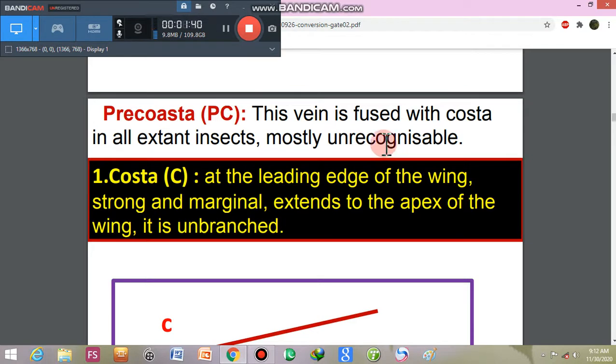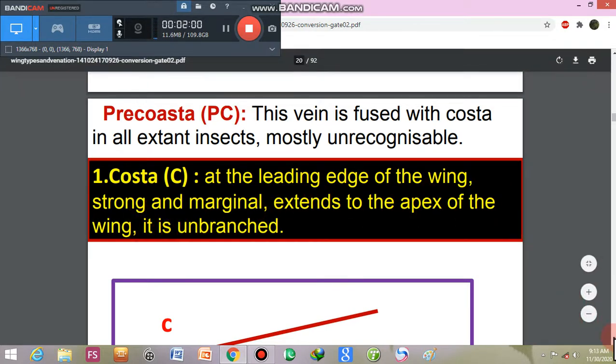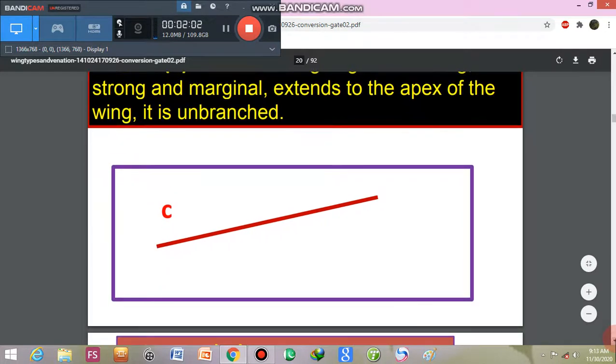Mostly this is unrecognizable. First one is costa, and it is abbreviated with the C, at the leading edge of the wing. Leading edge, that edge from where wing starts. It is strong and marginal, extending to the apex or the terminal edge of the wing. It is unbranched. Here in the diagram, this is clearly visible. It starts at the base of the wing and terminates at the terminal margin or apex of the wing, and this is unbranched.